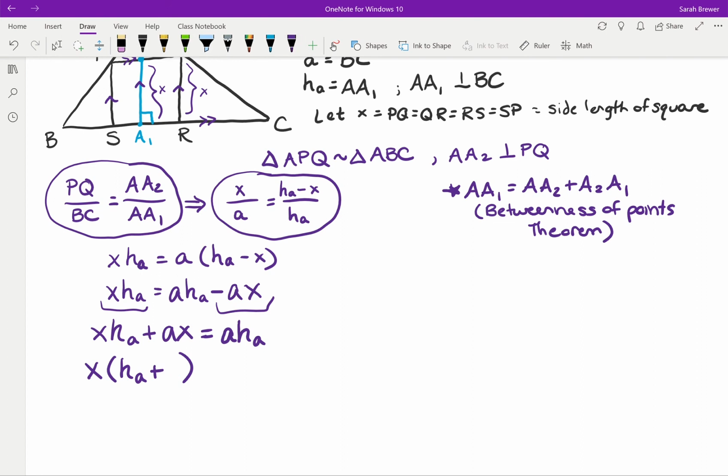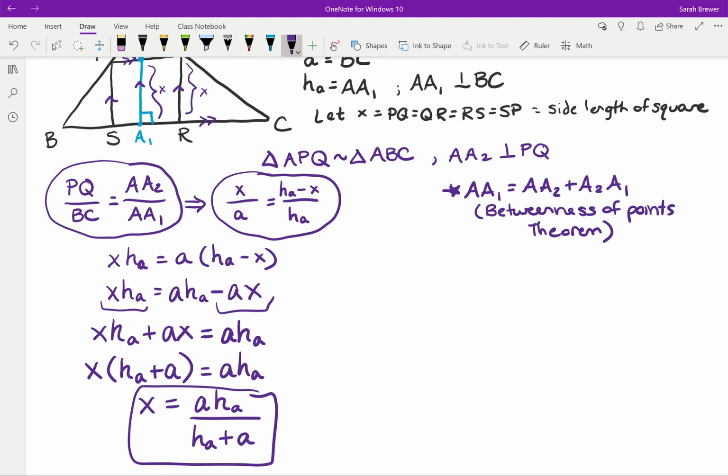Tablet's not behaving well. I'm almost done. And then finally, I can divide both sides by HA plus a, and I get that x is equal to a times HA over HA plus a. And we have it.